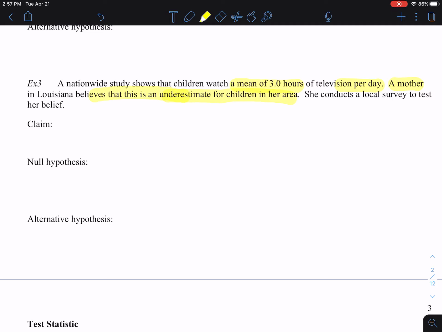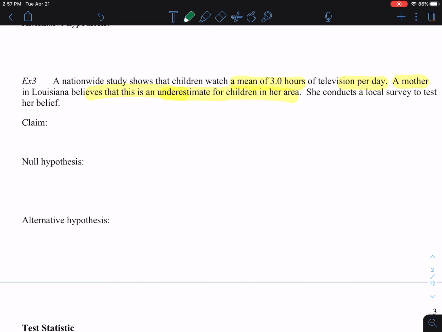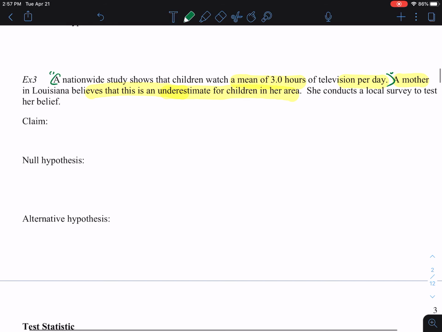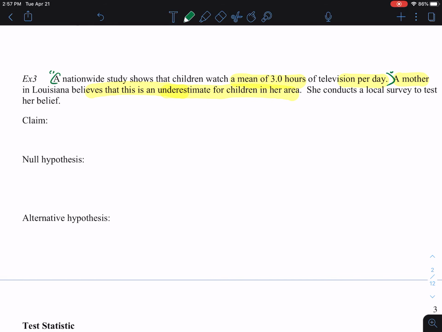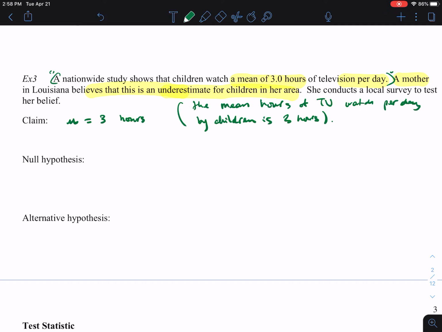But let's go back to the problem here. It depends how you really look at this. If you look at this from a neutral perspective, we start with the statement that will be the claim, because it's based on a nationwide study. So the claim is mu equals 3 hours. This is saying that the mean hours of TV watched per day by children is 3 hours. That's what that statement is saying.